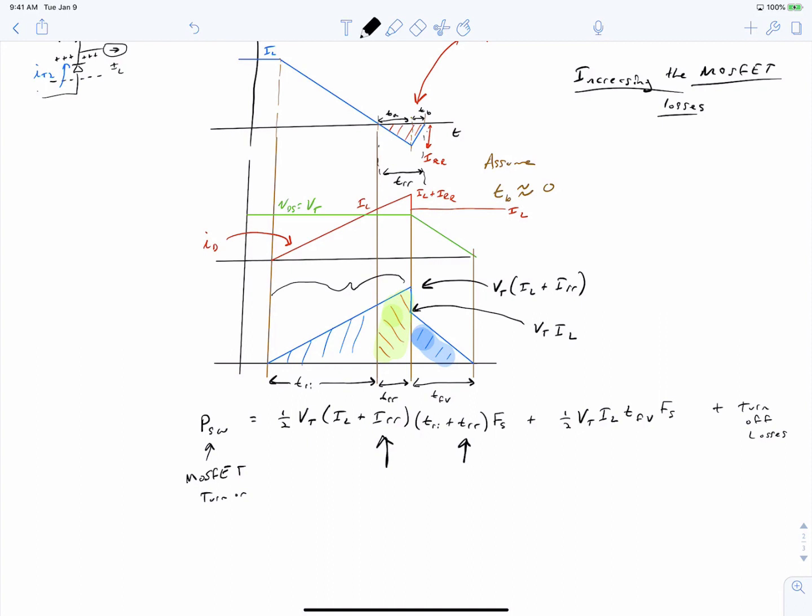So we're now in a position to make calculations for the entirety of the losses that are occurring within our semiconductor devices. That's the conduction losses of the MOSFET and the diode, and the switching losses of the MOSFET.